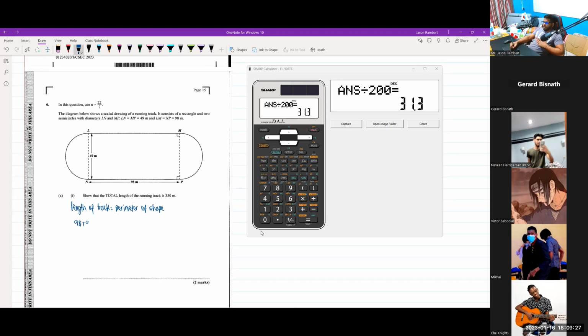which is 98 plus 98 plus 2 pi r. 98 and 98 is 196. 196 plus 2 times 22 over 7 multiplied by 49 over 2. 2 cancels with 2, 7 cancels with 49, you get 7. 196 plus 22 times 7. That gives 350.